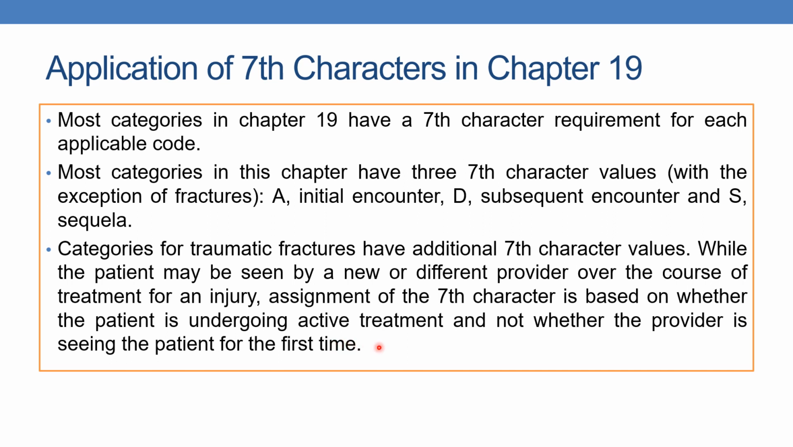Until the active treatment is going on, you need to employ only A. After the completion of active treatment, for routine follow-up, you need to code D, subsequent encounter. And if there are any late effects or sequelae, then you need to code S as the 7th character. So if the patient is undergoing active treatment, then you need to code A only, irrespective of whether it is an existing provider or a new provider. Until and unless active treatment is going on, you need to provide A only. After the completion of active treatment, you can code D, subsequent encounter.